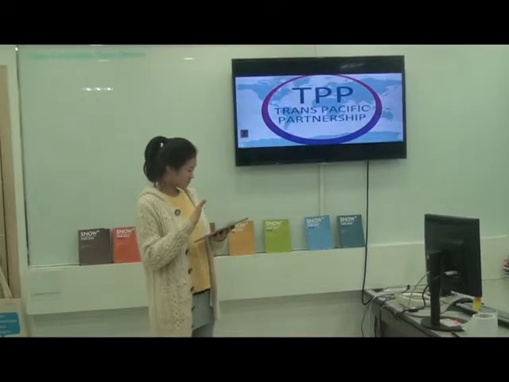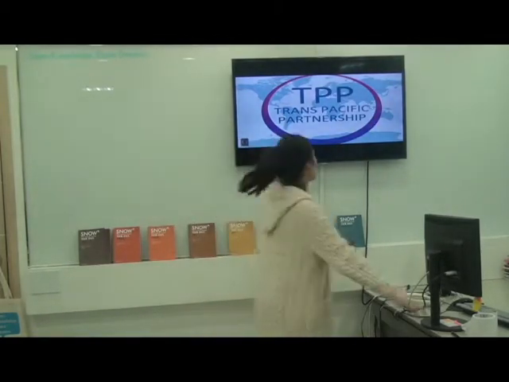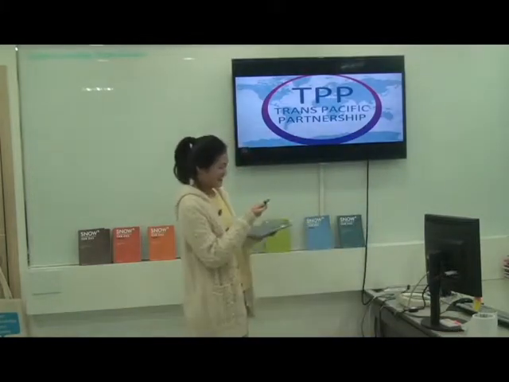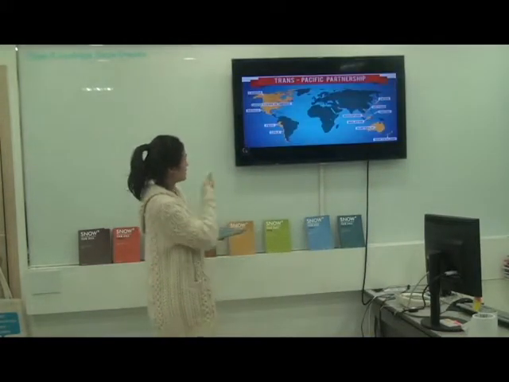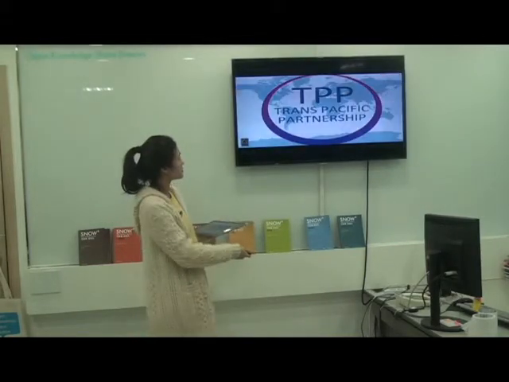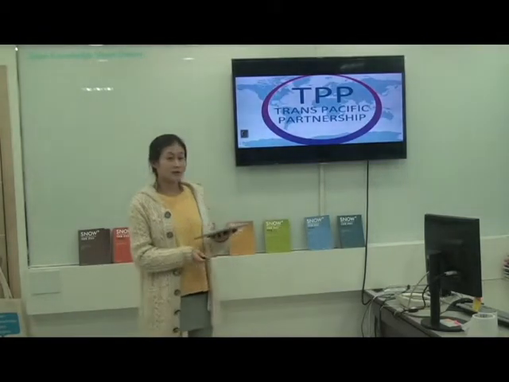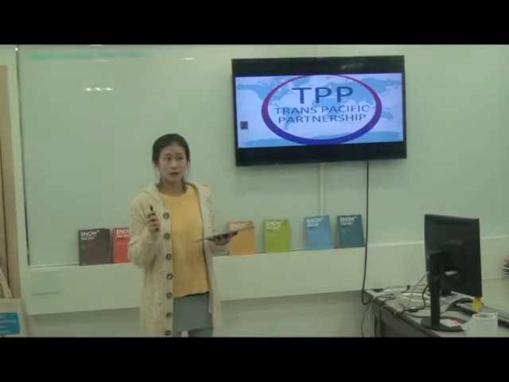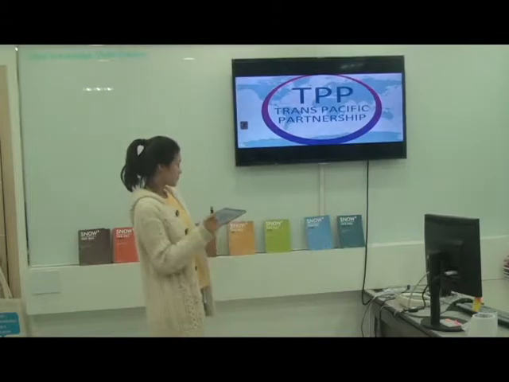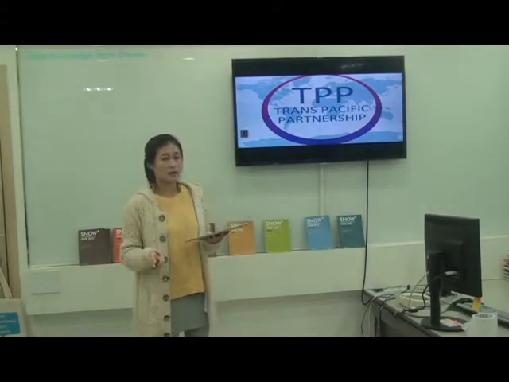And so what is TPP? Trans-Pacific. Yeah, right. TPP is the Trans-Pacific Partnership, as you can see in this picture, which is a trade agreement among 12 Pacific Rim countries concerning a variety of economic policy.